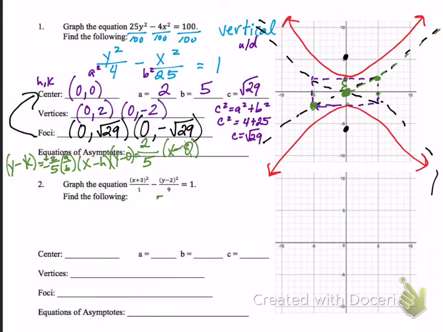So my final answer for that would be y equals plus or minus 2 over 5 x, because x minus 0 and y minus 0, it ends up simplifying. If you want to split it up into 2 and put positive 2/5 x and negative 2/5 x, that's fine as well.